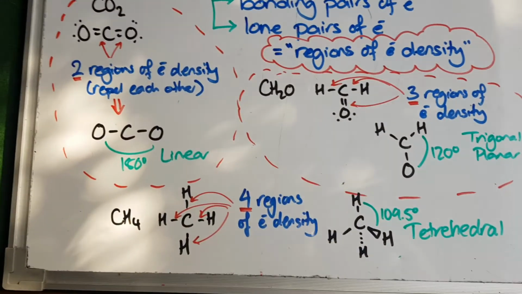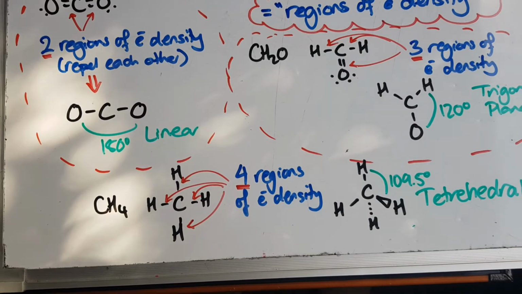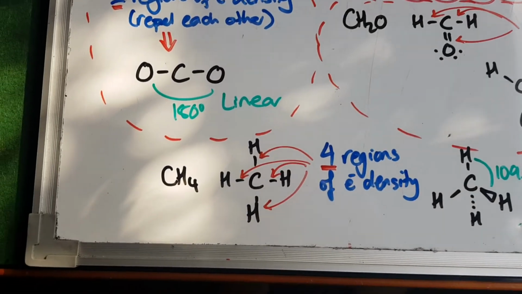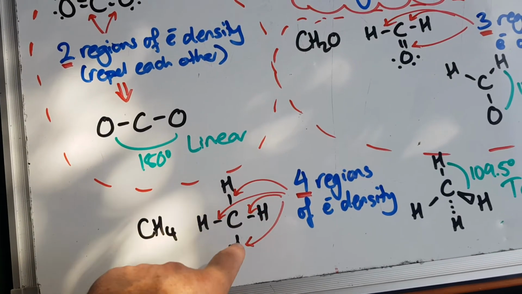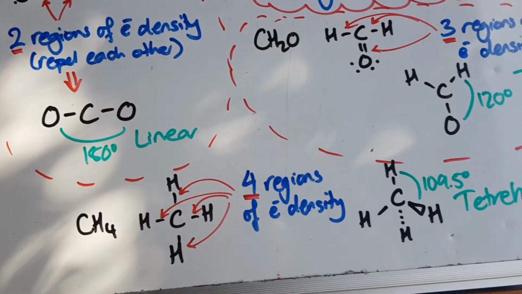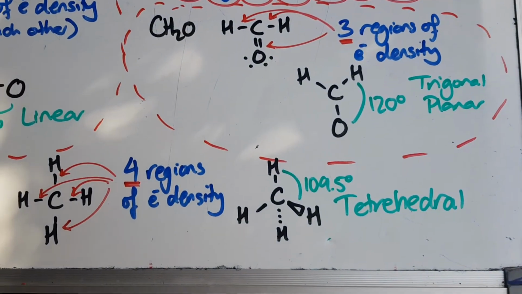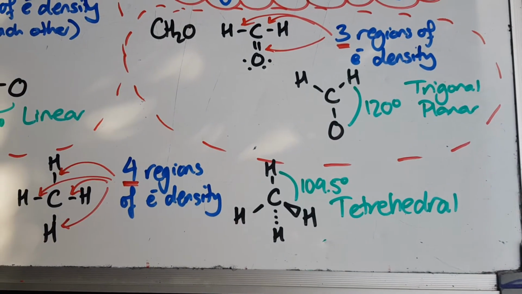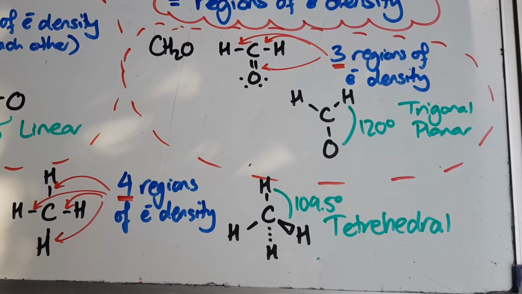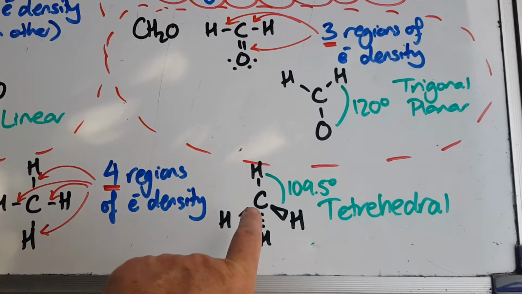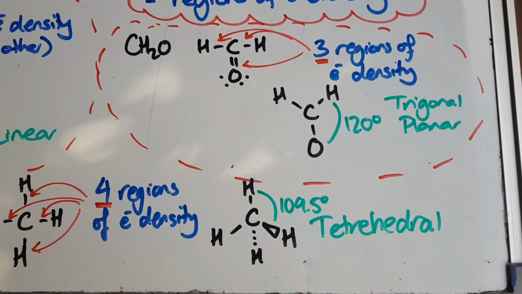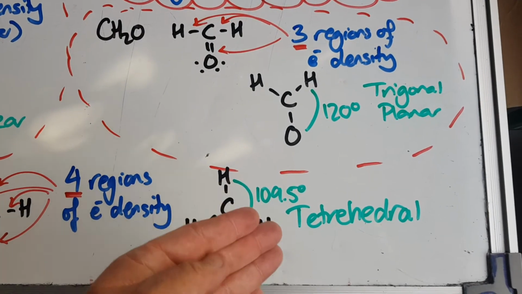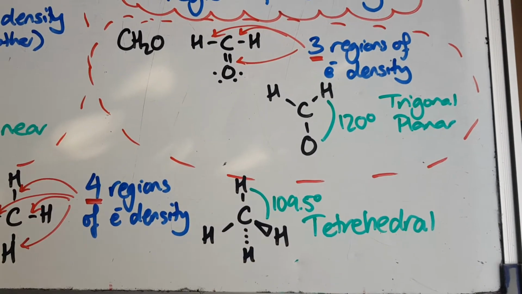And then the last one is when we've got something like methane. So 4 regions of electron density. Here is my Lewis structure showing my 4 chemical bonds, so 4 bonding pairs, 4 regions of electron density, giving us this shape. And it's got some funny stuff in it. It's got some dotted lines and a sort of triangle shape. The dotted lines show that that hydrogen atom is going into the board. And this triangle is showing that this hydrogen is coming out of the board a little bit.